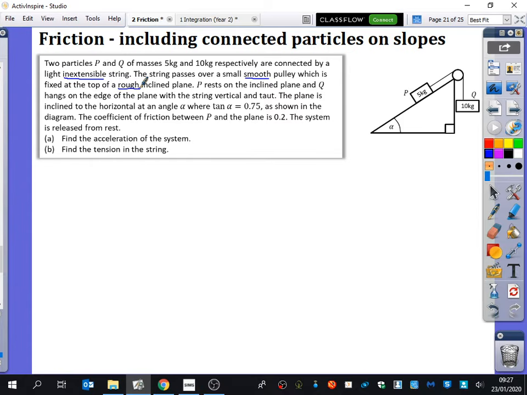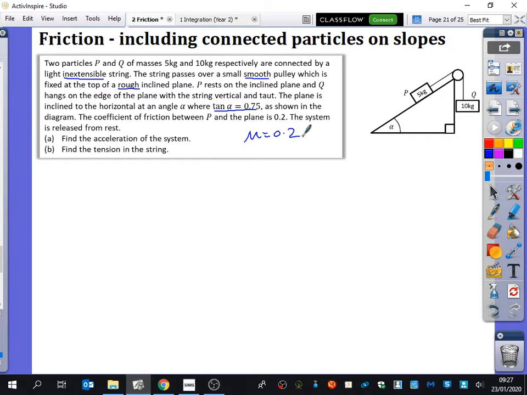The plane is inclined to the horizontal at an angle of alpha, where tan alpha is 0.75, as shown in the diagram. The coefficient of friction between P and the plane is 0.2. The system is released from rest. Find the acceleration of the system and find the tension in the string.